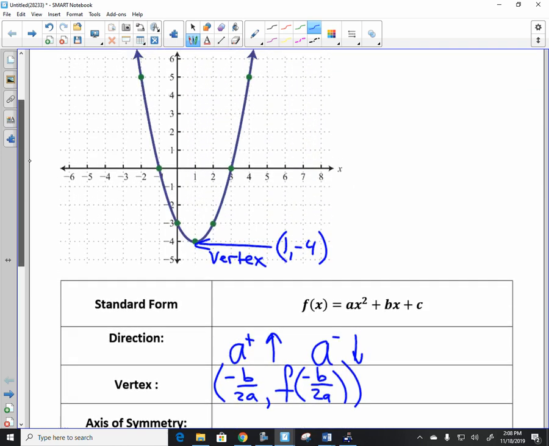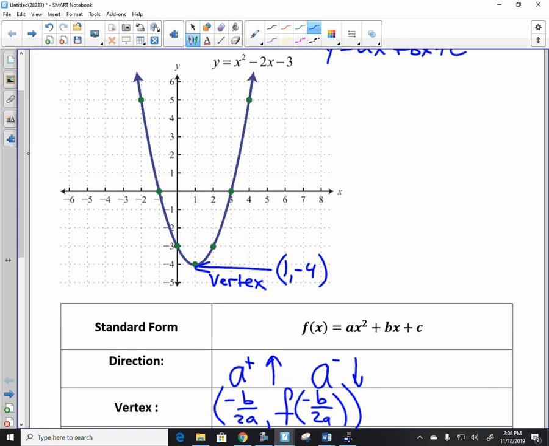So let's see how that works here. This is our equation. What would negative b be? Positive 2 divided by 2a, or 2 times 1. So I get 2 over 2, which is 1. So you can see where the 1 comes from for your vertex. How do I find the y value? You plug it back in. 1 minus 2 is negative 1. Minus 3 is negative 4. So you can see how you come up with that vertex.